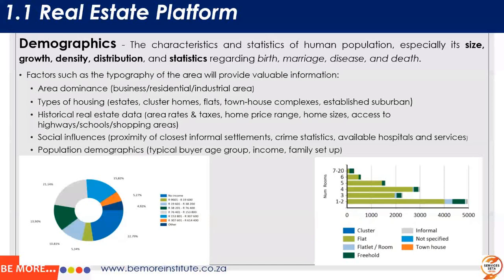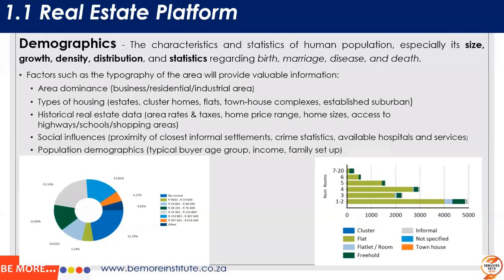What social influences are there? You look at things like proximity to the closest informal settlements and the crime statistics in the area. If you're a young family or a parent who travels, it's important to know what the crime statistics are and what kind of security measures you must put in place to protect your family. And even if you would like to be part of that particular area, what are the available hospitals and services around? And then what's also important is the population demographics. Who is the typical buyer in this area? Their age group, their income, their family setup.